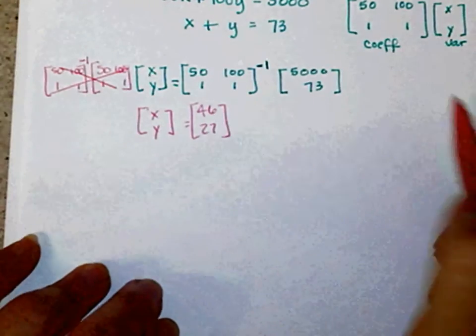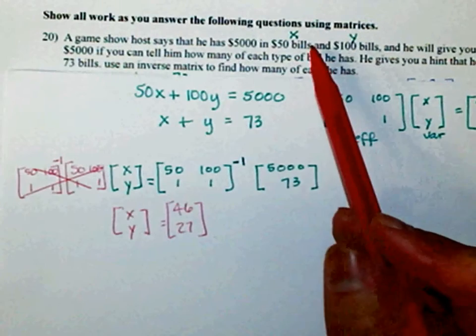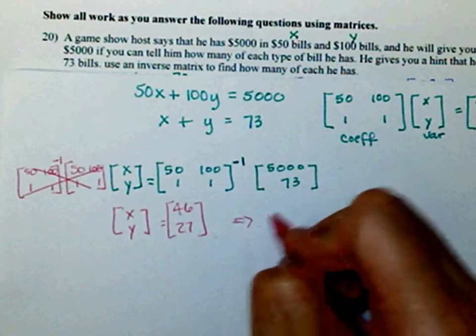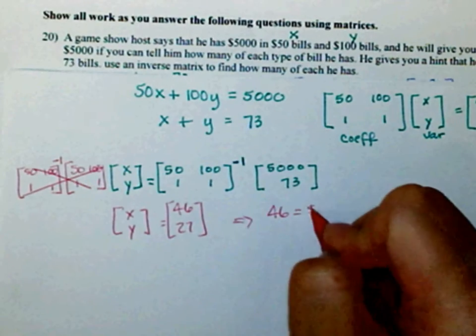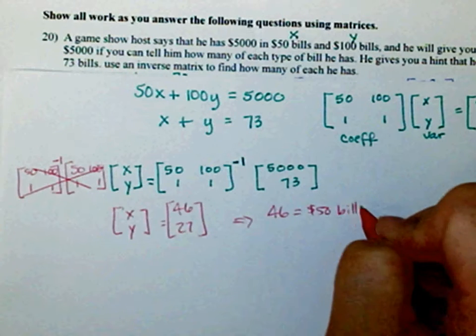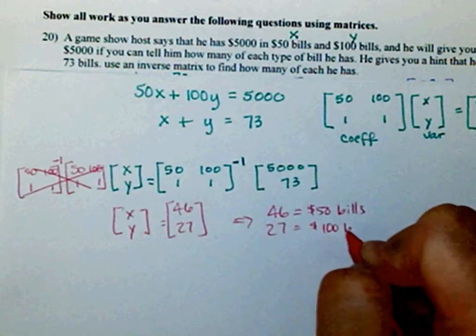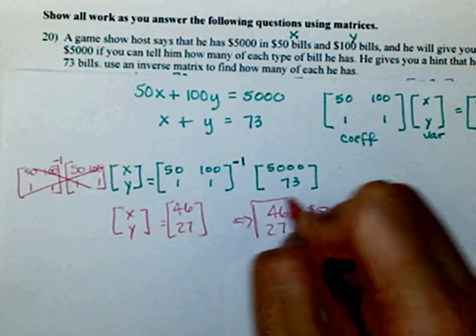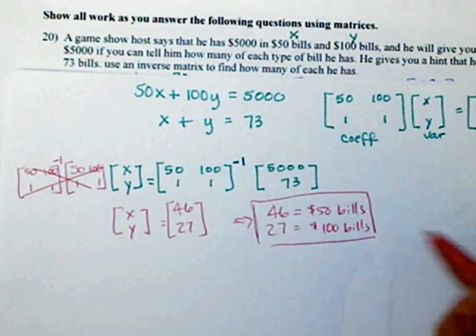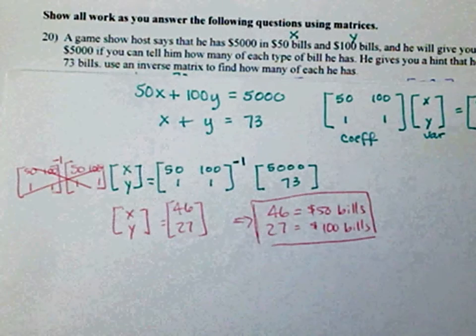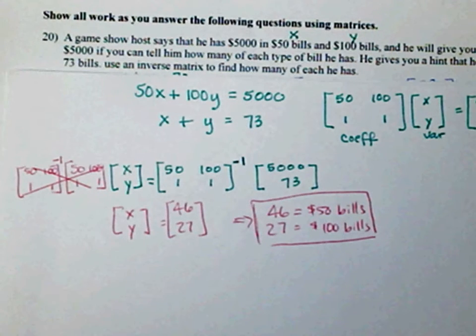Now let's take a look. Our problem says X is your $50 bills. So you have 46 $50 bills, and then you have 27 $100 bills. And that's your solution. Make sure you identify when you are doing application. And there's your number 20. Okay.